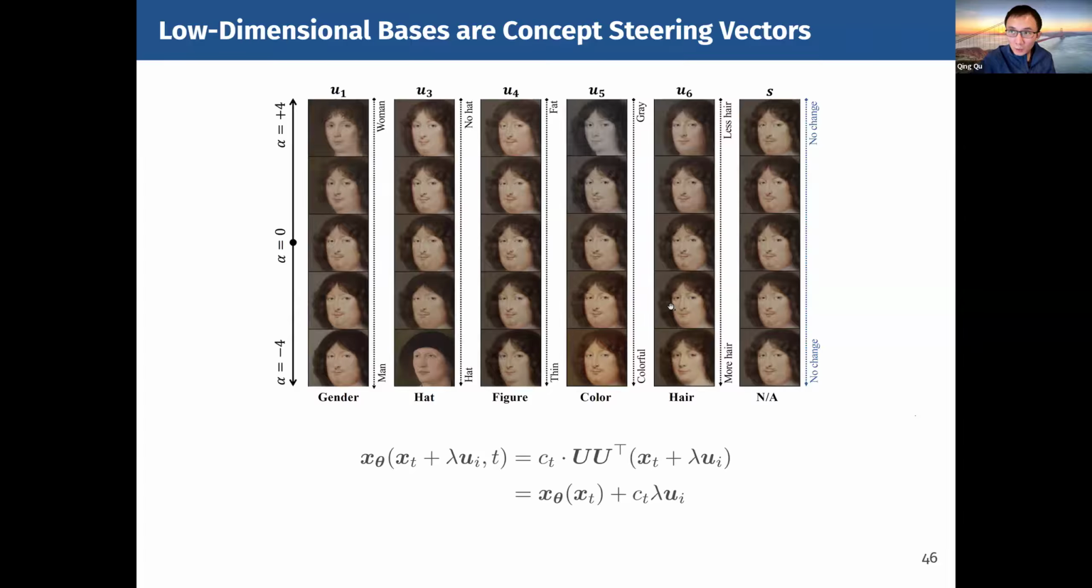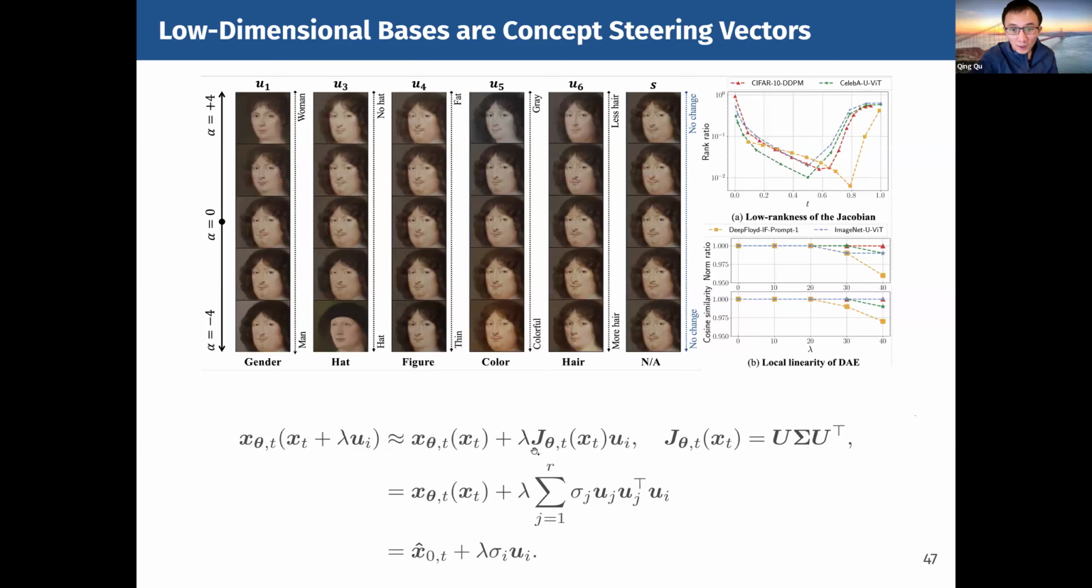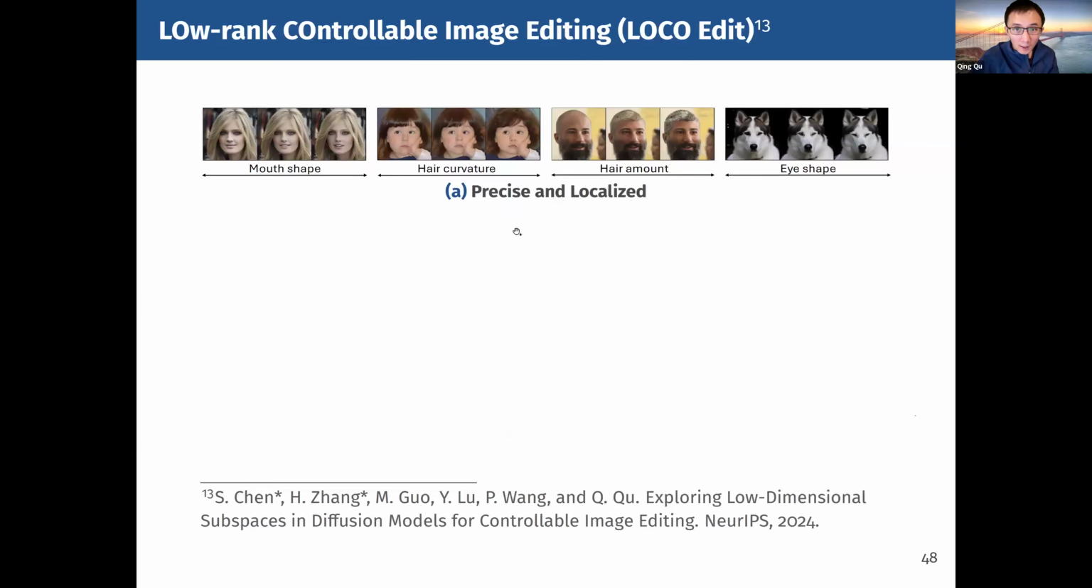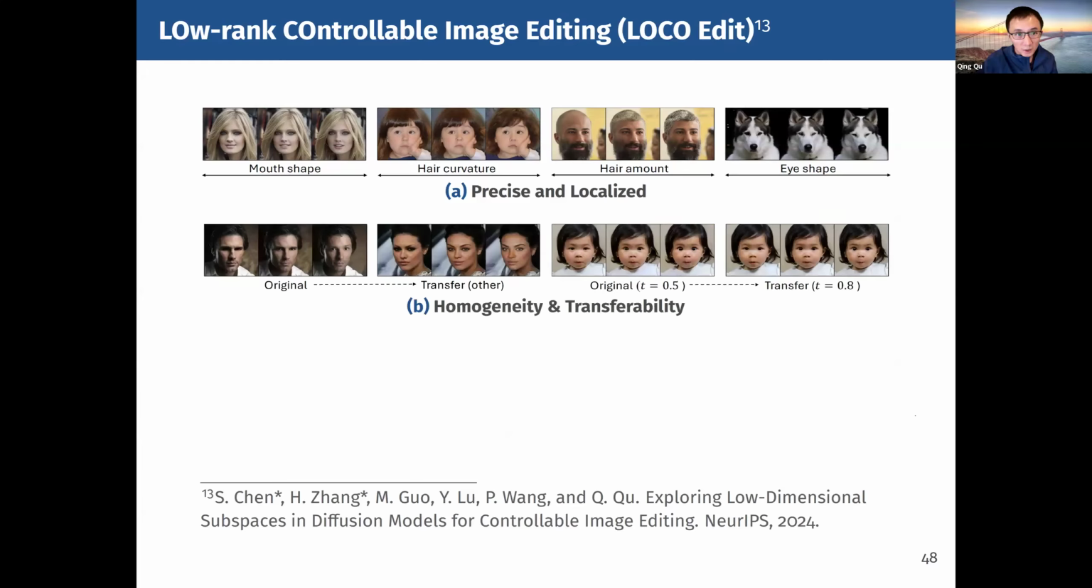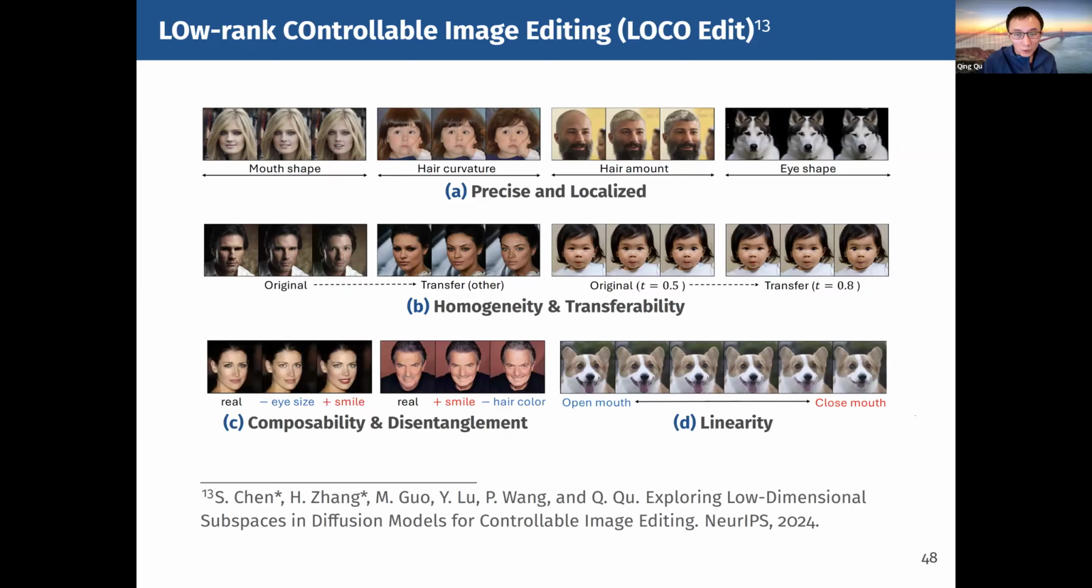And in practice, we're not going to precisely follow this linear model. So what we're going to do in practice is use the Jacobian, and then do an eigendecomposition of the Jacobian to identify the principal components, and then we are able to do image editing, right? And then we designed a method to do localized precise image editing. We can enable all kinds of benign properties when we do editing of images.